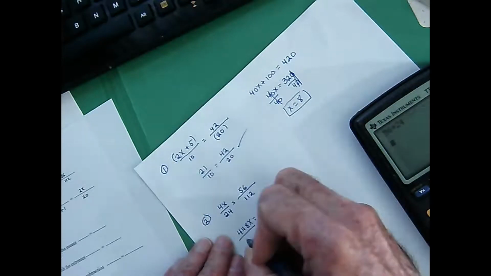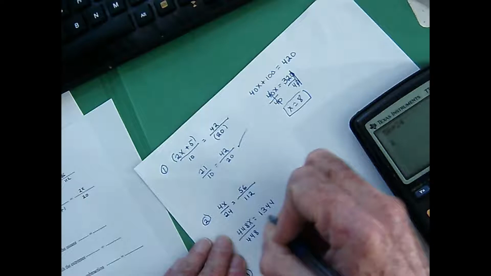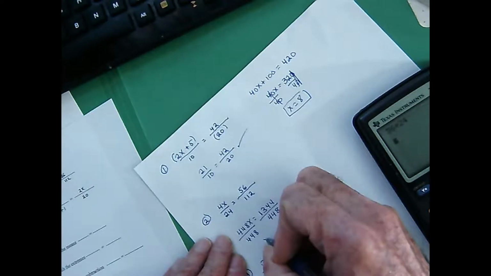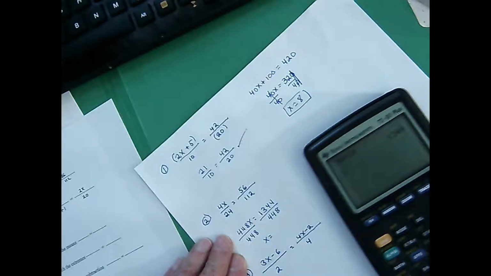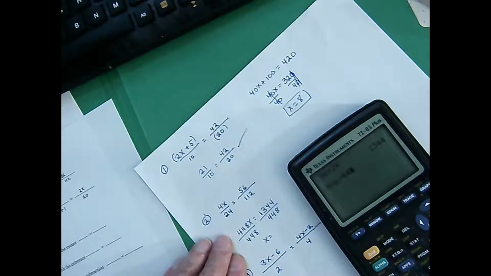And I'll divide both sides by 448. And I'll find the value of x that makes this sentence true. I've got that 1344 on my calculator already. I'll just divide it by 448. Then it tells me the x is 3.